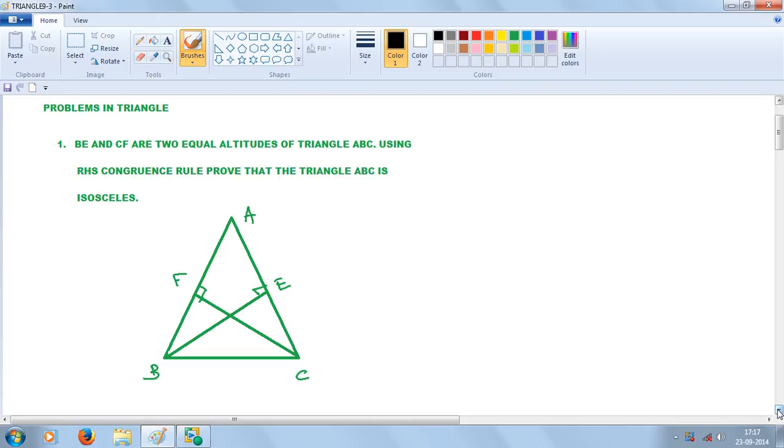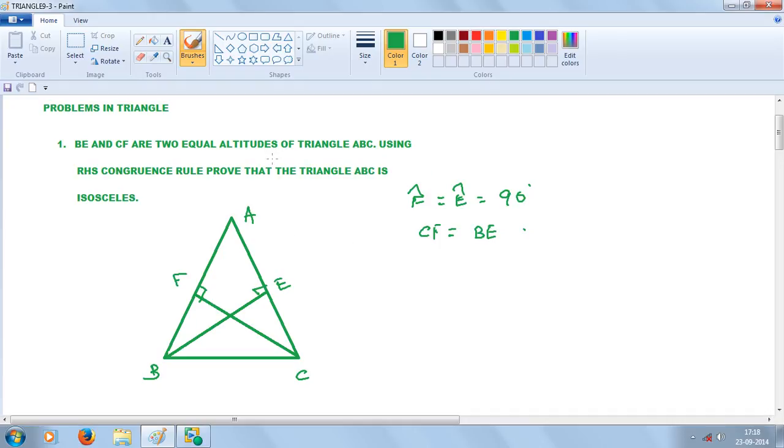Altitude means it's perpendicular. So what is given here? Equal altitude. So when they say altitude, angle F is equal to angle E is equal to 90 degrees. Equal means CF is equal to BE. If we are able to draw the diagram and perfectly understand the meaning of equal altitude, the problem is over.